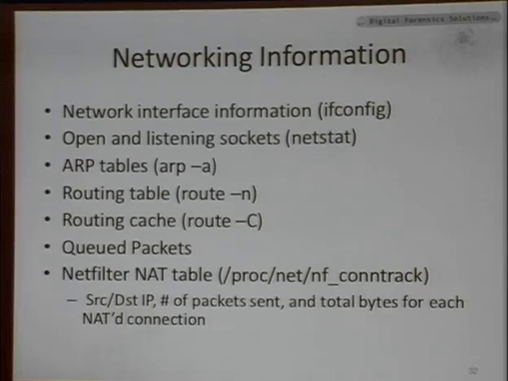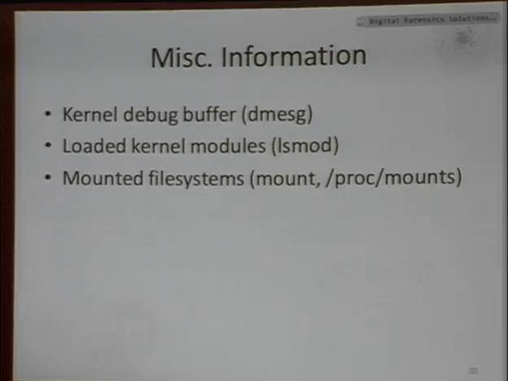You can get open files of a process and sockets. A bunch of networking information. You can get basically the same information you get if you hit ifconfig, the gateway and all that good stuff. Open sockets with netstat, ARP tables, routing cache, all kinds of cool stuff. You can get the kernel debug buffer, just as if you were typing dmesg. You can find all the loaded kernel modules, which is very useful because most Linux rootkits are kernel modules. And see a list of file systems, a bunch of cool stuff.